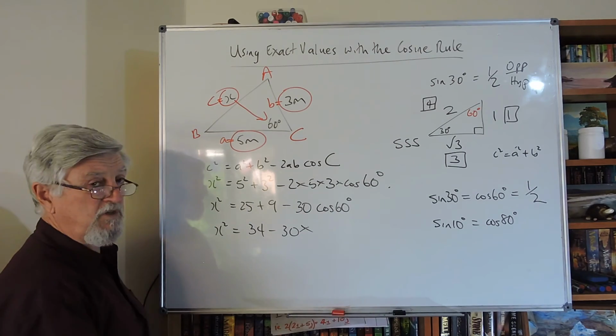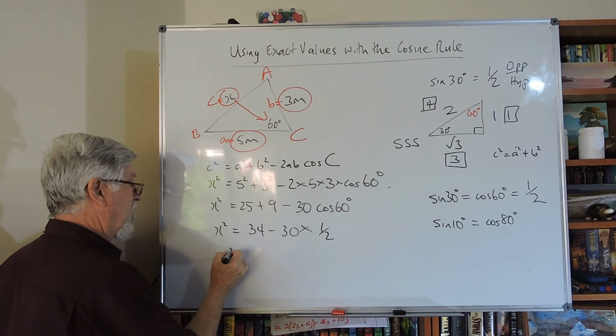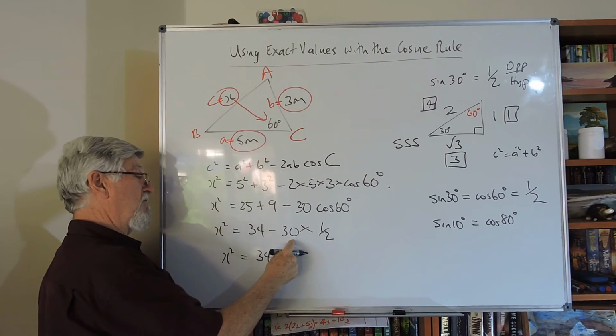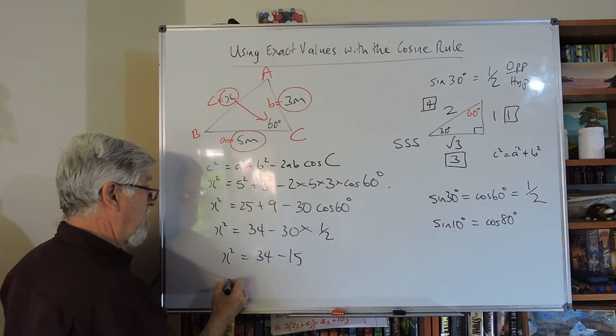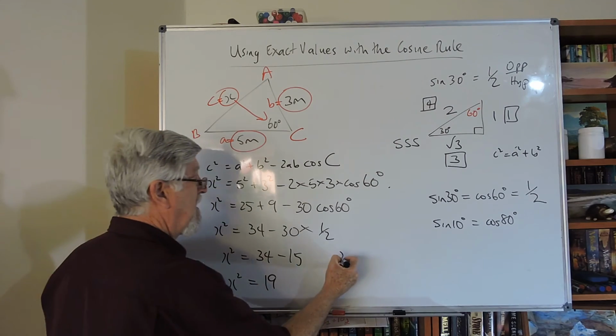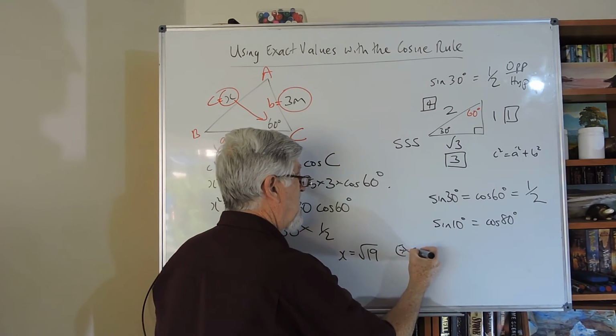So let's go back and just finish this question. It's getting too long. Cos of 60 is a half. So now I've got 34 minus 30 times a half, half of 30 is 15. So I've got x squared equals 19. Now here's your answer. X equals the square root of 19. And that's called the exact answer.